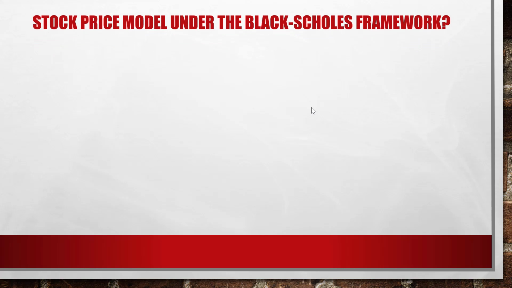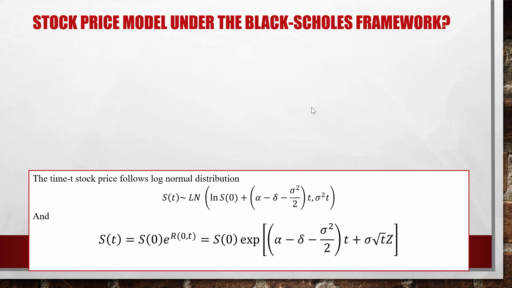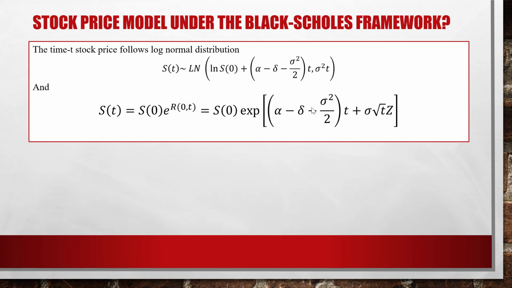Now let's look at the stock price model under the Black Scholes framework. That means under the Black Scholes assumption, we consider the time t stock price follows log normal distribution. So S of t following log normal distribution would mean the mean is natural log of S naught plus alpha minus delta minus sigma squared over 2 times t, and the variance is sigma squared times t.